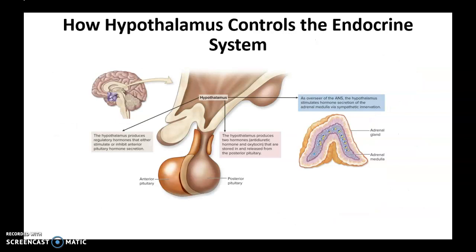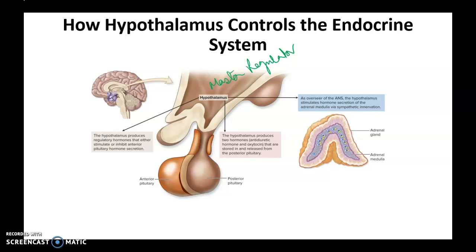Now, the question is, how does the hypothalamus control the endocrine system? I want you to remember one very important thing, and that is the hypothalamus is the CEO of the endocrine system. The hypothalamus is the master regulator of the endocrine system. The hypothalamus controls the endocrine system in three main ways.